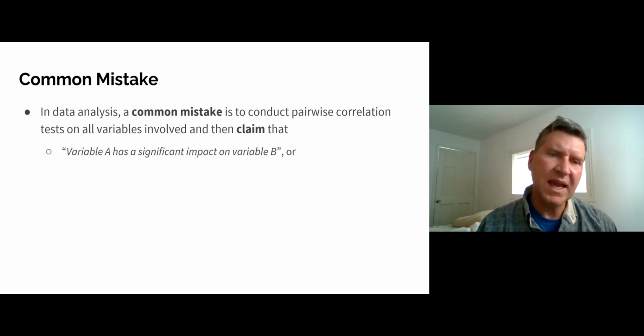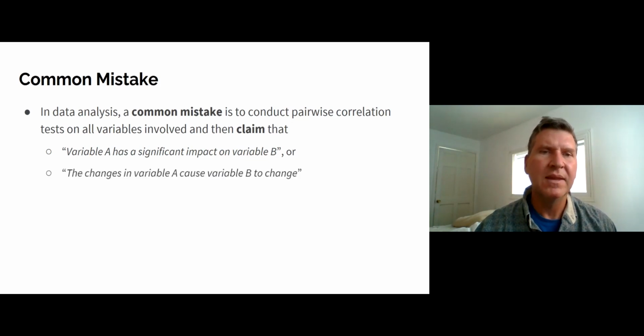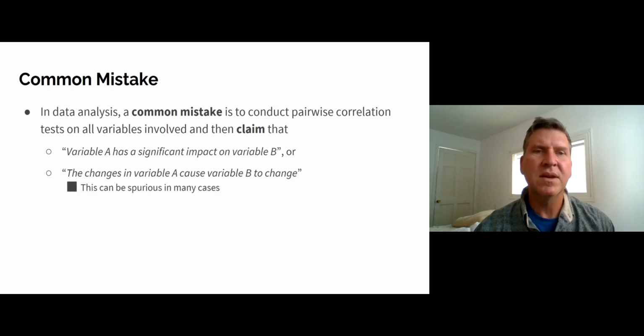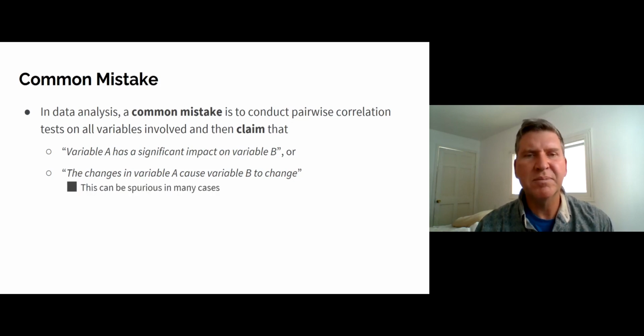The number of Nicolas Cage movies has a significant impact on the number of drownings each year. The changes in variable A cause variable B to change. Notice that we're giving some kind of causation to these statements. So this can be what we call a spurious relationship, and we have to be careful about this.